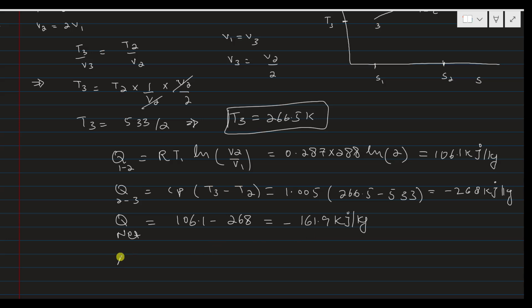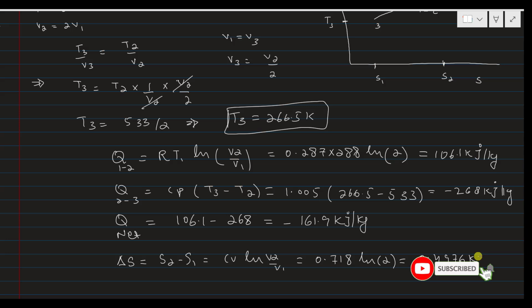Next we need to find the change in entropy, with V2 divided by V1. What is Cv? 0.718 ln 2. On simplification you will get the change in entropy during this process, that is 0.4976 kilojoule per kg Kelvin, and this is the final answer.